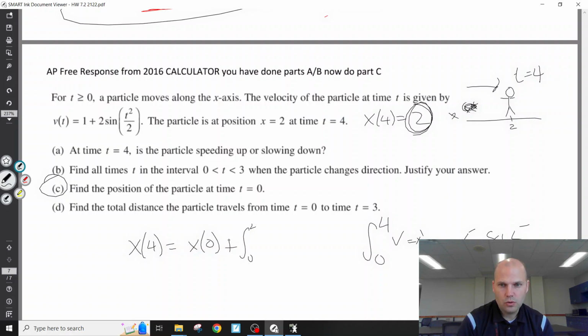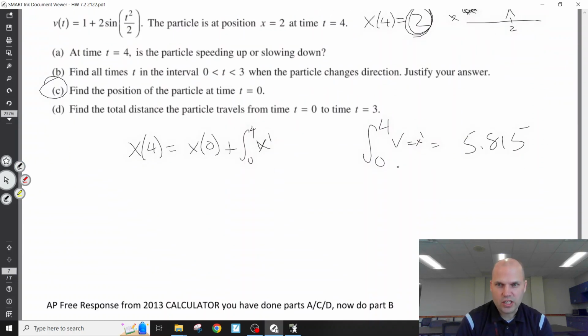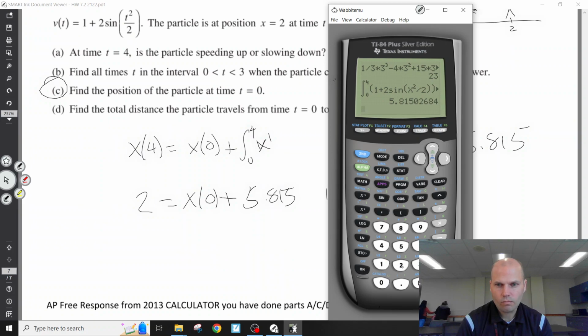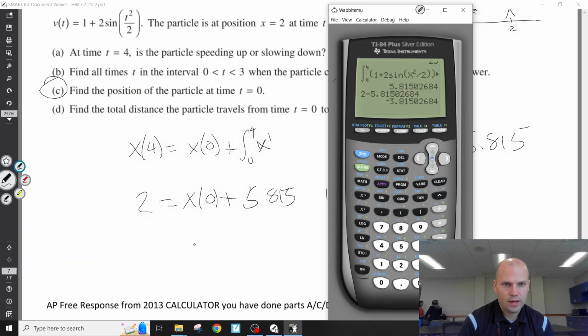Or you have this understanding, initial plus displacement, how much you've moved. This is just how much you moved. It's not where you are. You know you're at 2. You don't know where you start. You know you traveled this much. Subtract. Negative 3.815.